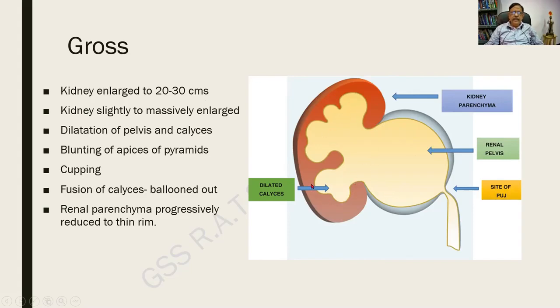Blunting of the apices of the pyramids. You find that these get blunted out. Cupping. You find that there is a cupping of the calyces, and sometimes in this region I am finding fusion of the adjacent calyces, which produce a larger space. And the renal parenchyma correspondingly becomes thinned out. So please describe this one. And usually in a case of hydronephrosis, the inner lining will be smooth and shiny.